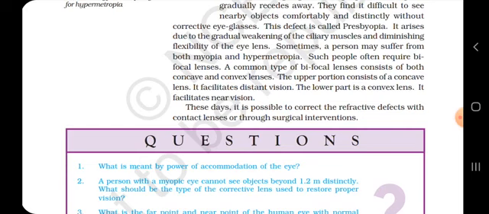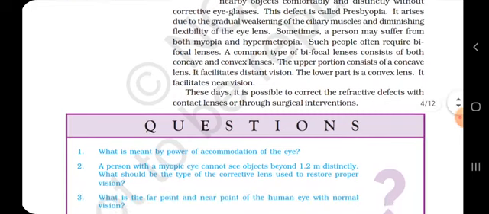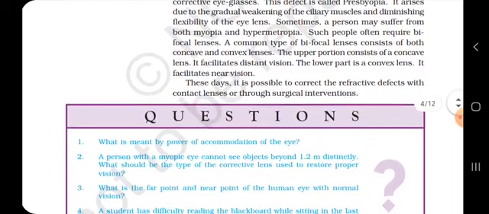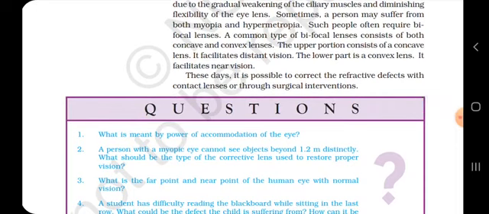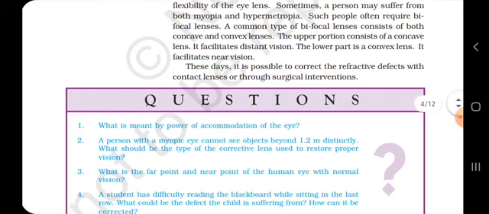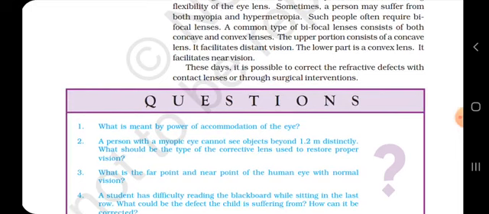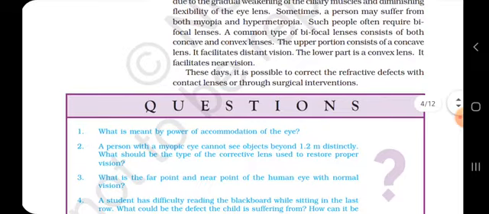Sometimes a person may suffer from both myopia and hypermetropia, and thus they require two types of lens, a mixture of lenses, known as a bifocal lens. A common type of bifocal lens consists of both concave and convex lenses. The upper portion is a concave lens, which facilitates distant vision, and the lower part is a convex lens, which facilitates near vision.